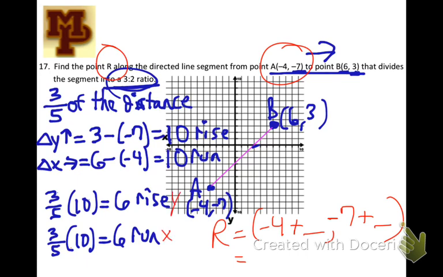So the run deals with the x first here, so we add 6, and then the rise deals with the y coordinate, so we add 6 to that as well. So the new point we're looking for is (2, -1), and that's right here. That means that point has 3 parts on this side of the segment to 2 parts, so it's a comparison of 3 to 2, and it's 3/5 of the distance.